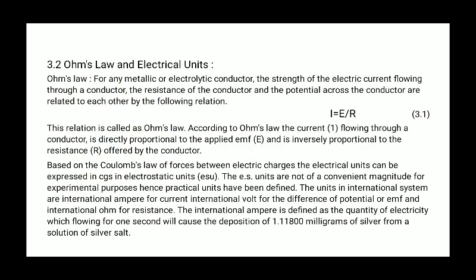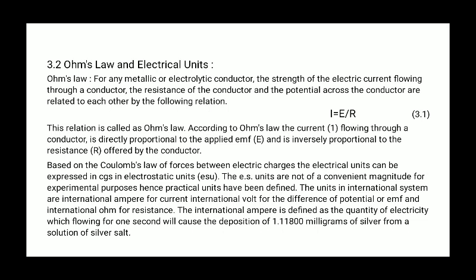We must know what is meant by Ohm's law and electric units. For any metallic or electrolytic conductor, the strength of electric current flowing through the conductor, the resistance of the conductor and the potential across the conductor are related to each other by the relation I equals E upon R. This relation is called Ohm's law. According to Ohm's law, the current flowing through the conductor is directly proportional to the applied electromotive force and inversely proportional to the resistance offered by the conductor.